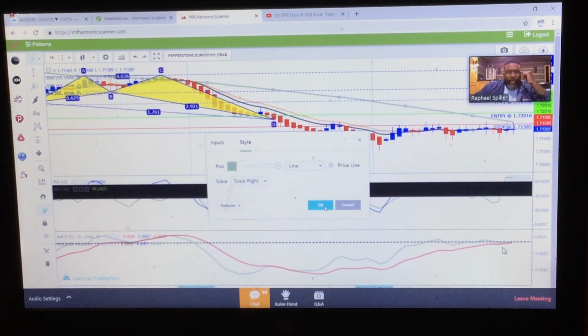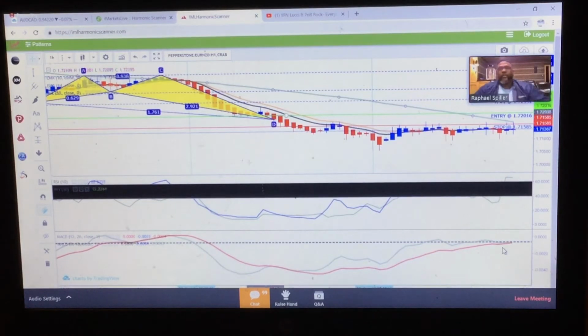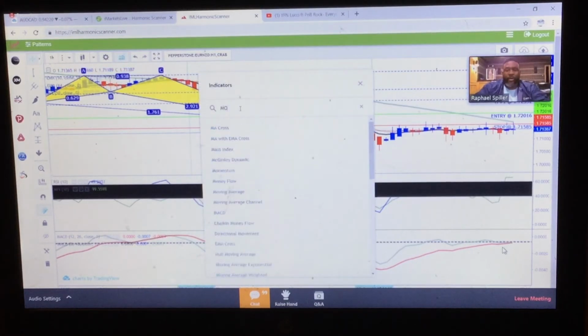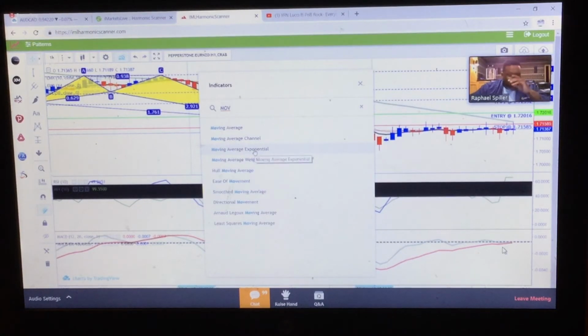They're typing them in, and you have the video that you can watch it again. All right, but they are typing them in, guys. The first one was a 9 exponential. Make sure when you type it in, if you go to indicators and type in moving average, you're going to go to moving average exponential. You're going to need 2 of those, and you're going to need 1 moving average.